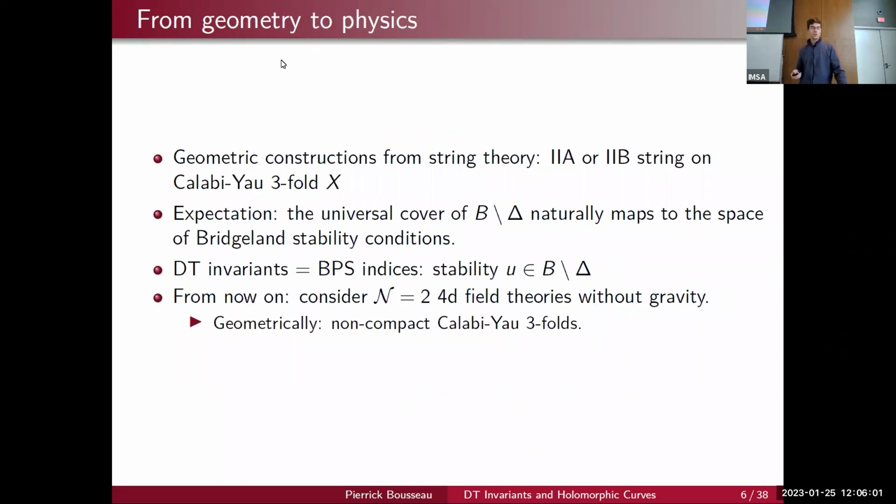And related to the previous geometric world of DT invariants, if you start with type 2B string theory, you compactify on the Calabi-Yau threefold, and you will get an example of such four-dimensional supersymmetric theory. And the general expectation is that the universal cover of the Coulomb branch B of this four-dimensional theory should have a natural map to the space of Bridgeland stability conditions on the category you care about in your Calabi-Yau threefold. And then the DT invariant omega gamma of U for stability condition U should be equal to the count of BPS states for the corresponding point on the Coulomb branch.